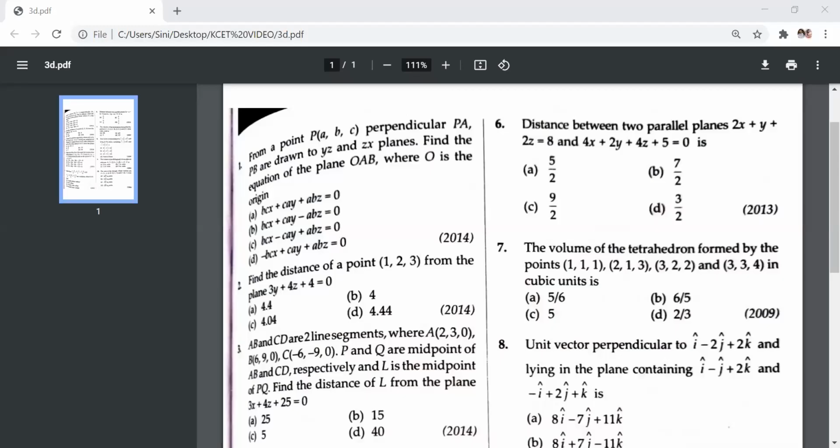So from a point P, A, B, C, perpendicular PA and PB are drawn to the YZ and ZX planes. YZ means we know what it is, correct? X will be 0, and for ZX, obviously the Y term will be 0. But what is my P, A, B, C? It's a very easy question.